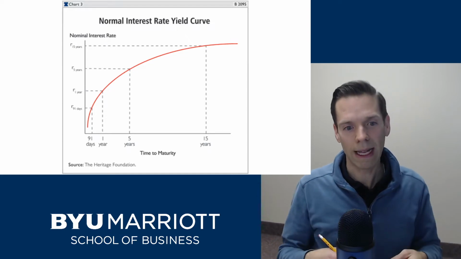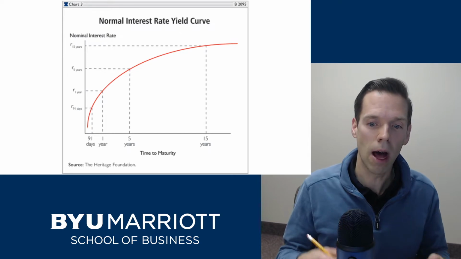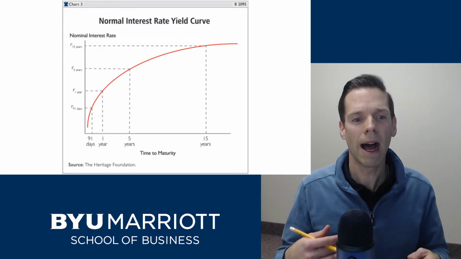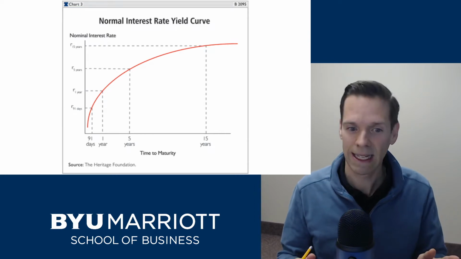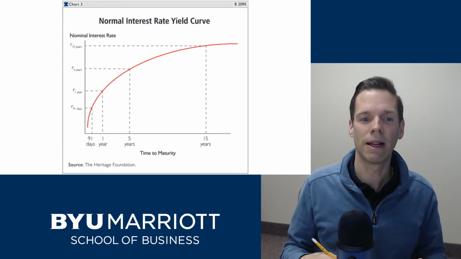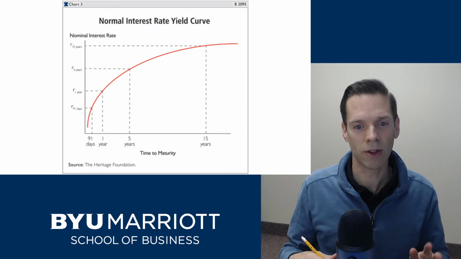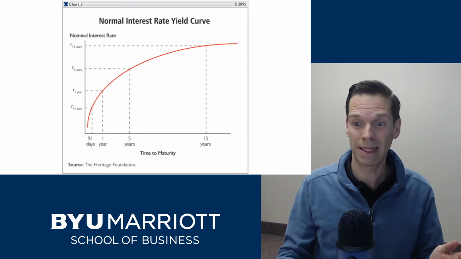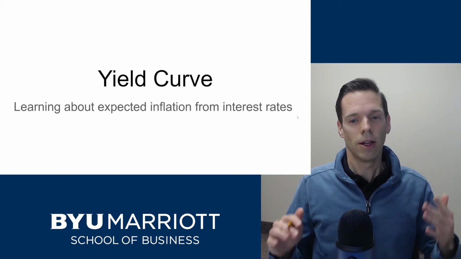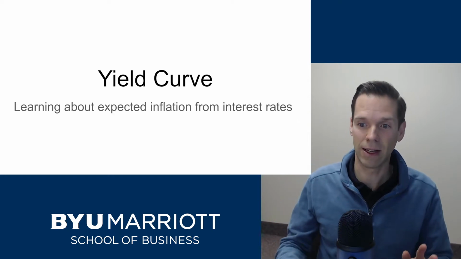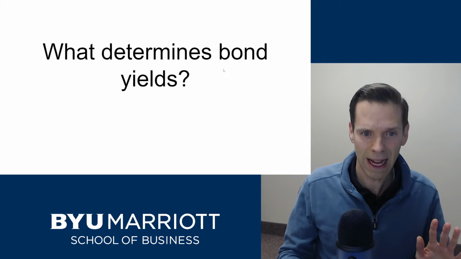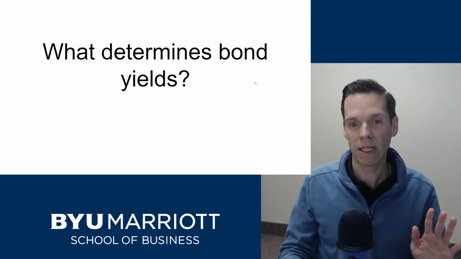When we do that, we typically find that long maturity bonds have higher yields than short maturity bonds. But that's not always the case. So what can we learn about the economy from the shape of the yield curve? That's what we want to talk about today. The yield curve is going to be a way for us to learn about expected inflation based on interest rates. To see how that works, let's remember what determines bond yields.